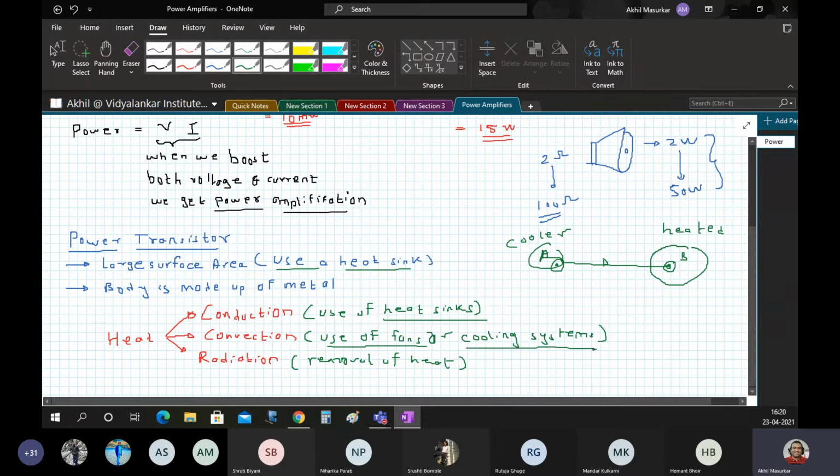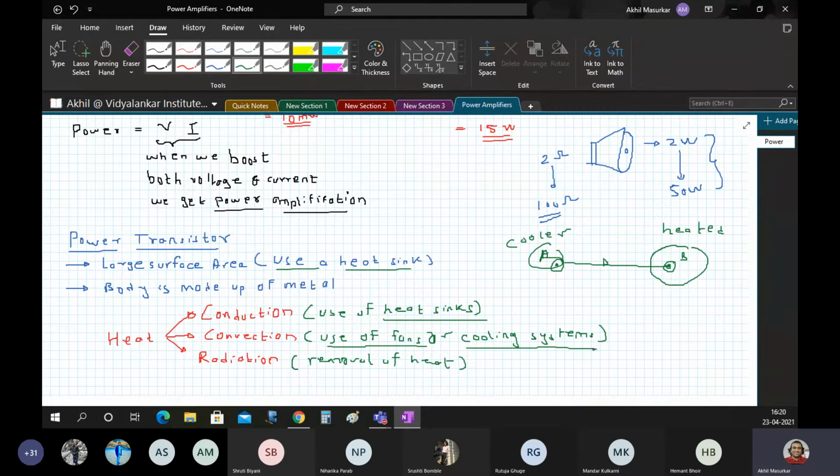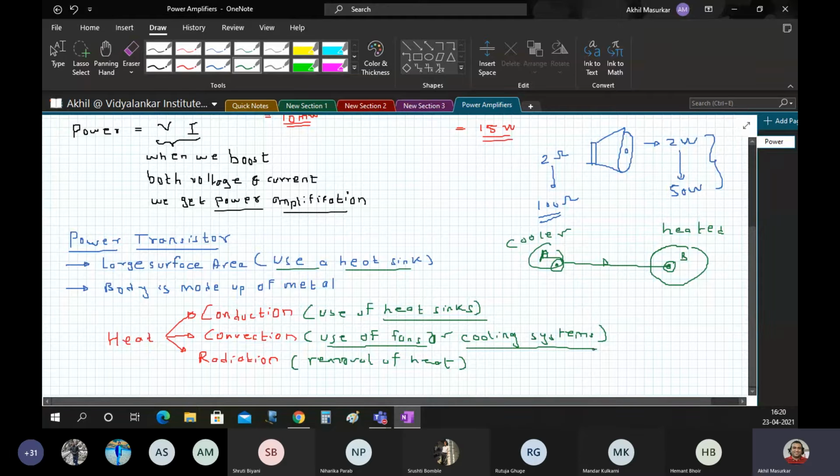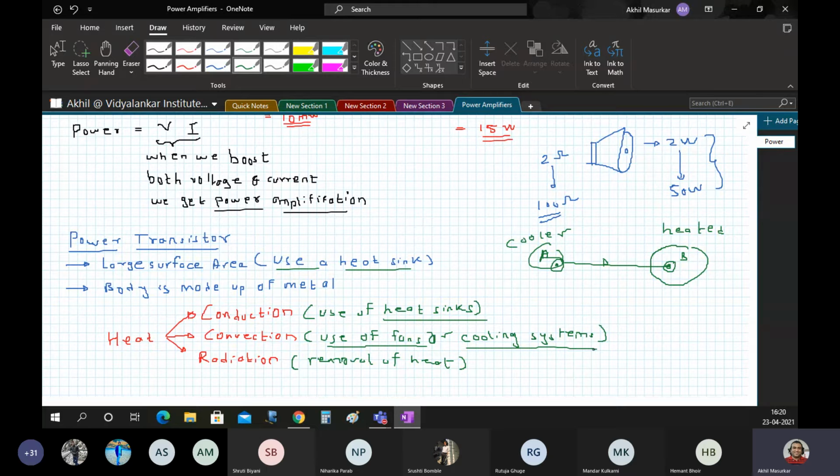So if you even open up your CPU, you can see that on top of the processor there is a heat sink, and on top of the heat sink there is a fan. So the processor passes its heat from itself to the heat sink, and from the heat sink it is removed out with the help of the fan. And then this process continues and the fan dissipates the heat in the air. So this is important as far as power amplifier is concerned, that is generation of heat.